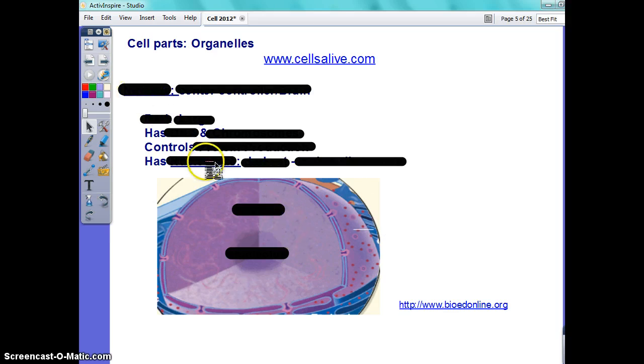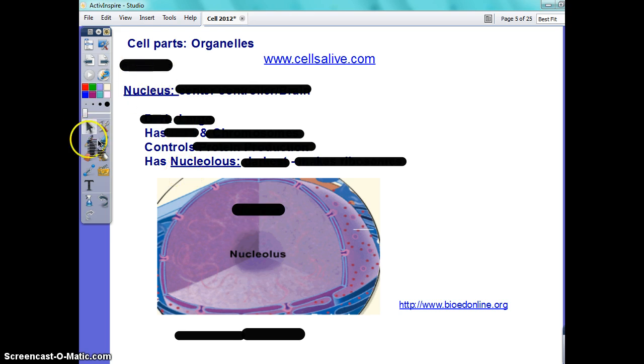The nucleolus is right here. And what else do you see here? What surrounds the nucleolus? The nucleus. Good. Who could tell me what the function of the nucleus is? To hold the DNA. Good. It has DNA. What else does it have?